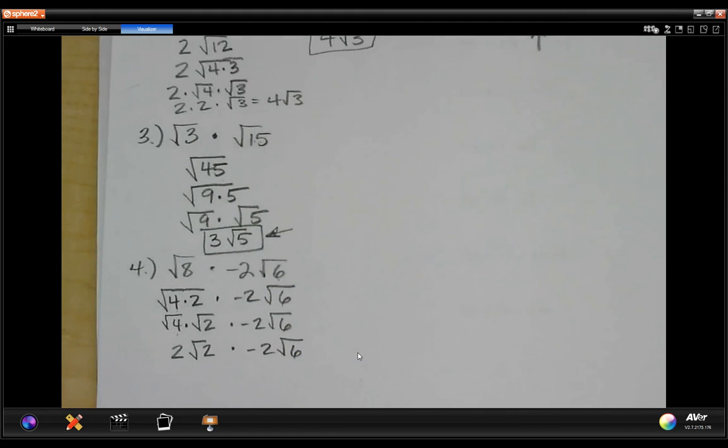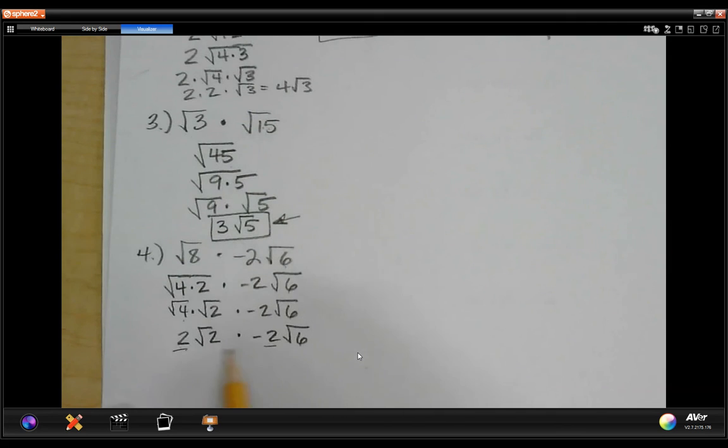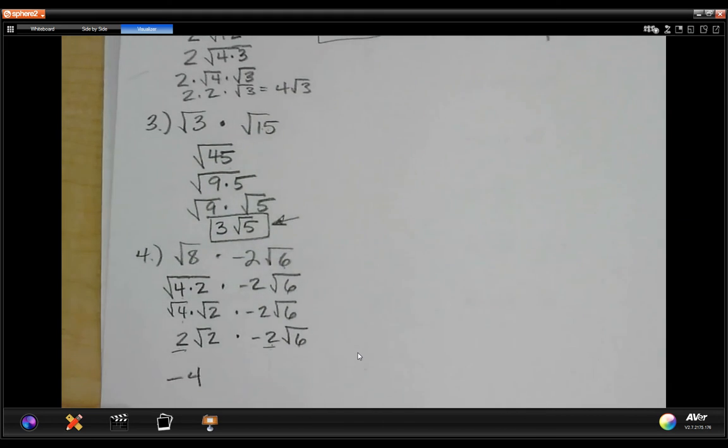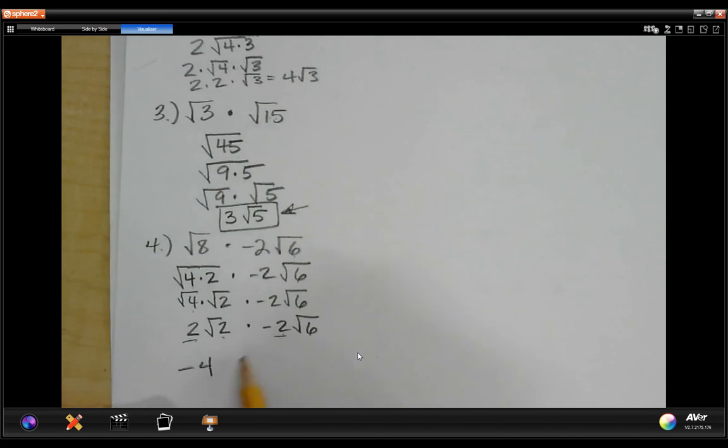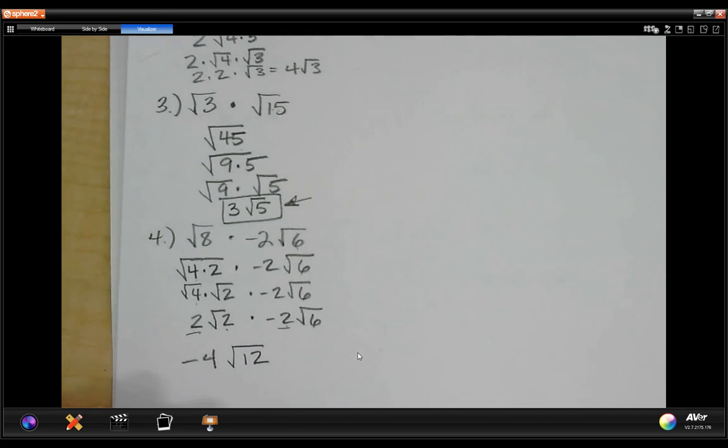Now let's think about what really happens here and what we can do. What happens here is I'm actually going to multiply. You notice I've got a number here and I've got a number here. I'm going to multiply those two numbers together. So 2 times negative 2 is negative 4. Then I've got square root of 2 times square root of 6. Well, 2 times 6 is going to be 12. So I'm going to end up with the square root of 12 like that.